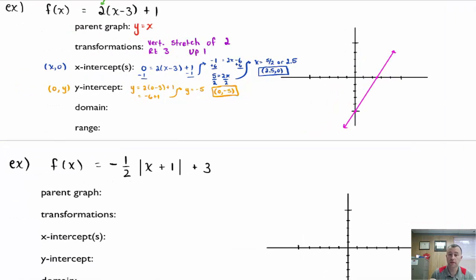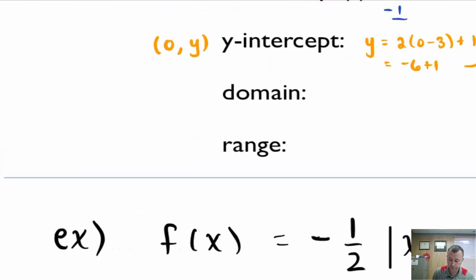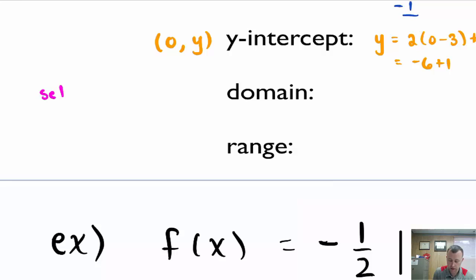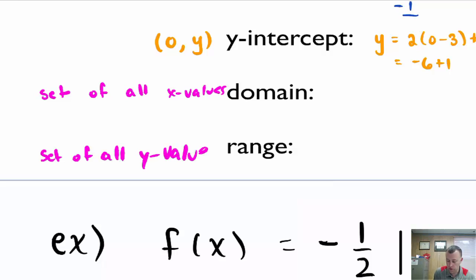And now the only thing I have left to do is my domain and my range. So the domain and the range in this case, the domain is going to be the set of all x values, where the range is going to be the set of all y values. So in other words, what x values could you plug into this function? What y values could you plug into this function?